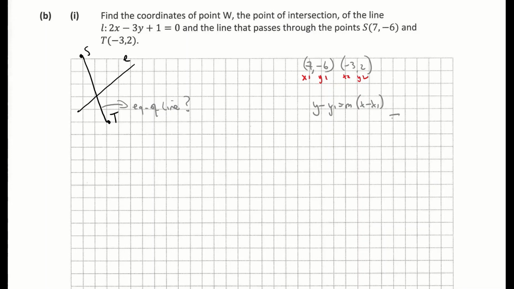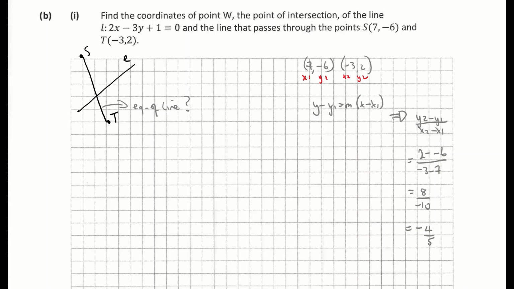So I'm just going to, again, come over here and do a little bit of rough work first. y2 minus y1 over x2 minus x1, our formula for slope from the log tables. Filling that in, I get 2 minus -6 over x2, which is -3 minus 7. That's giving me 8 over -10, which will simplify to an equivalent fraction of -4 over 5. It doesn't matter where you put your minus when you're writing down your slope.